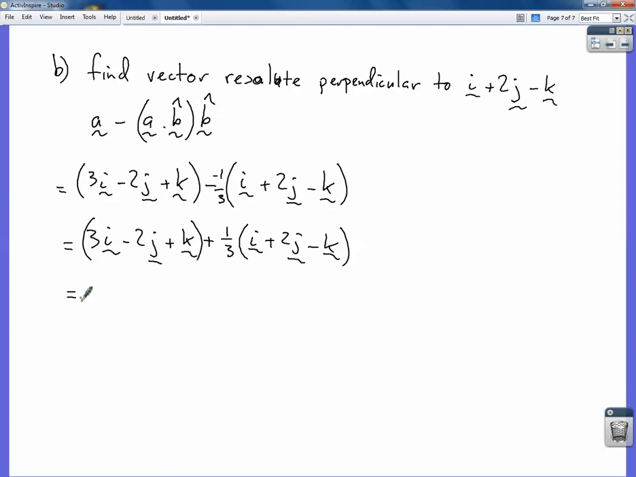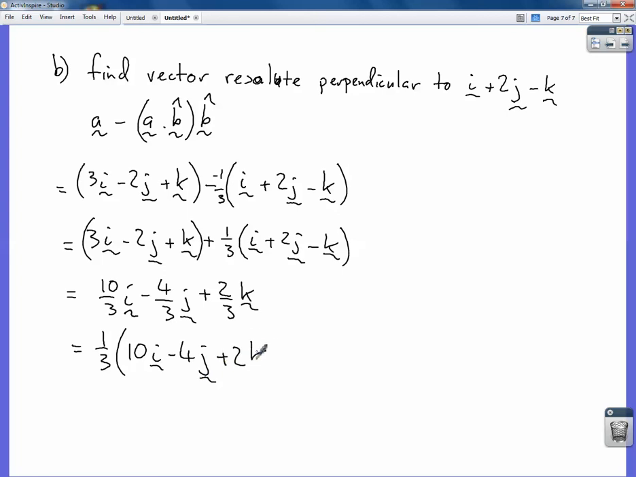3 plus 1/3: 3 3s are 9, so 9 plus 1 makes 10 thirds i. Minus 2 is minus 6 thirds, minus 6 plus 2 makes minus 4 thirds j, and plus 3 minus 1 makes 2/3 k. I'll take the 1/3 out the front just to pretty it up a little bit: 1/3 of 10i minus 4j plus 2k. And there is our vector resolute of A perpendicular to B. Okay, this has been a long video. I think I'm going to stop there.